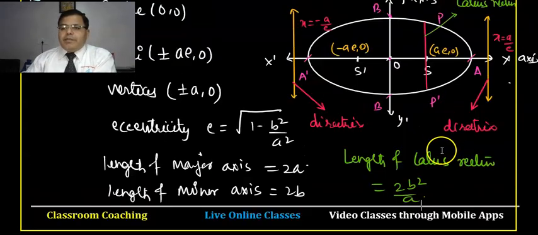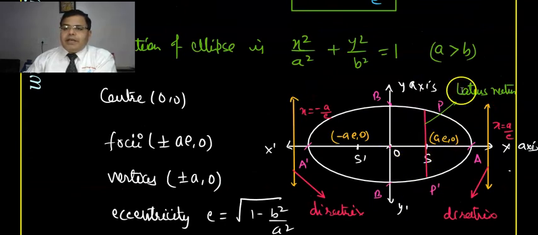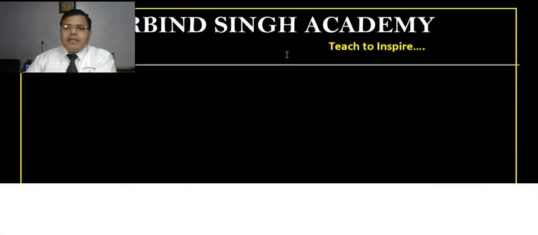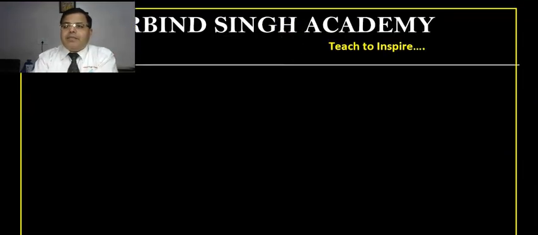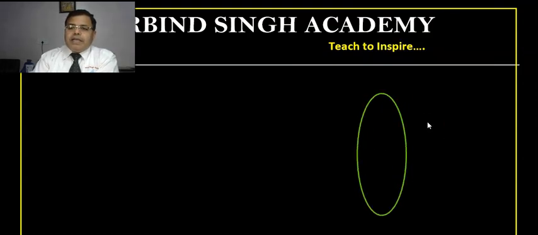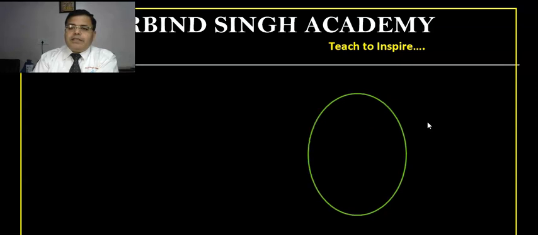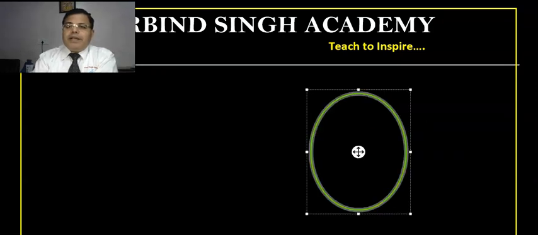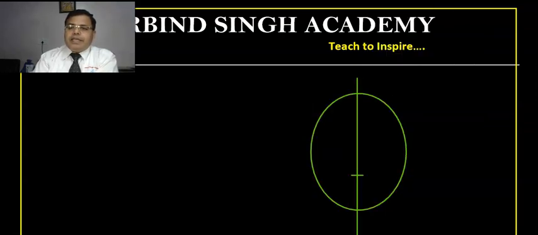So this is one type of ellipse where a is greater than b. What is the meaning of this? The major axis is along AA' and the minor axis is BB', because b is small, so that is why this is the minor axis. Now there can be another type of ellipse where a is less than b. In that case, the ellipse will be like this, and here the major axis and minor axis change.